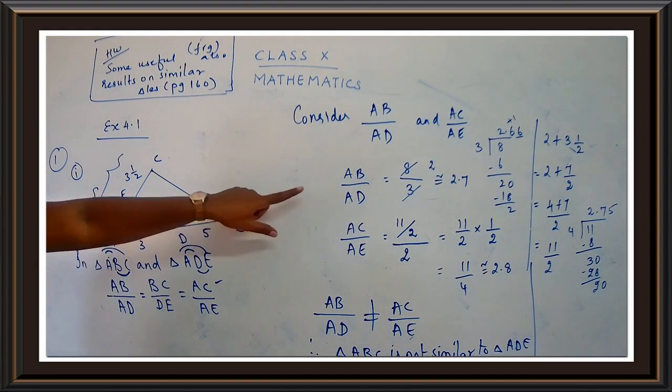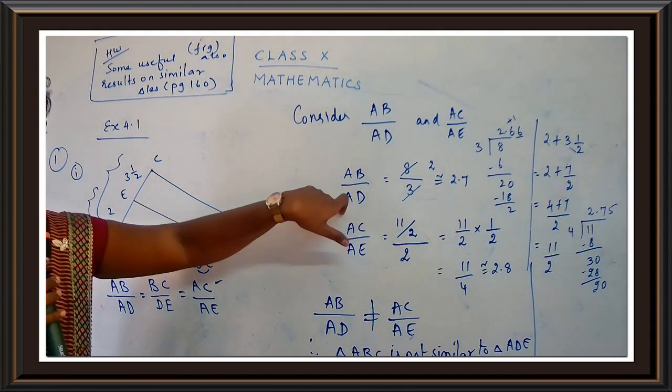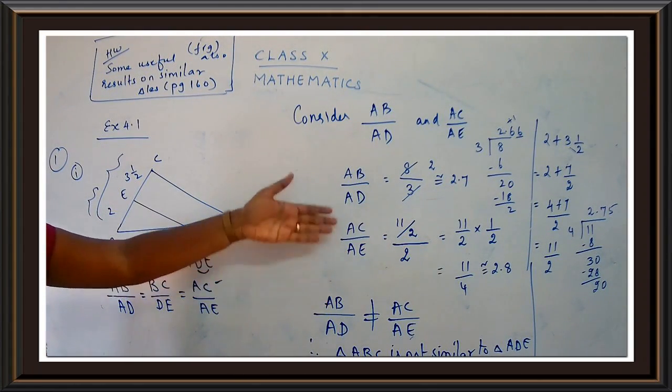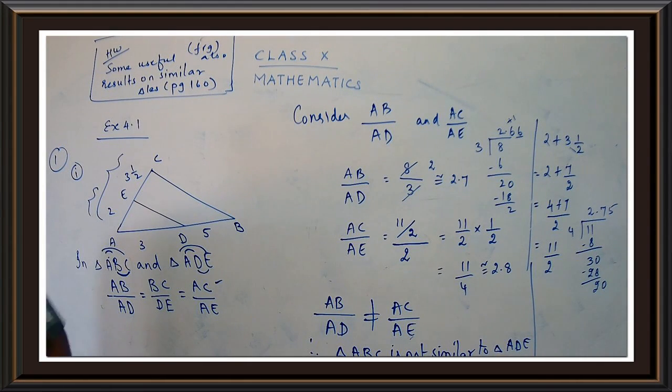So I am going to consider AB upon AD. When I simplify AB and AD, I get 2.7. And similarly, when I substitute or solve on AC and AE, I get 2.8. Now both of them are not equal. So I say that triangle ABC is not similar to triangle ADE. And before we started the sum, I have told you that if the triangles are not similar, we cannot find the value for x. Are you getting my point, children? So we cannot find the value for x. That's all. We complete our sum saying that the triangles are not similar.